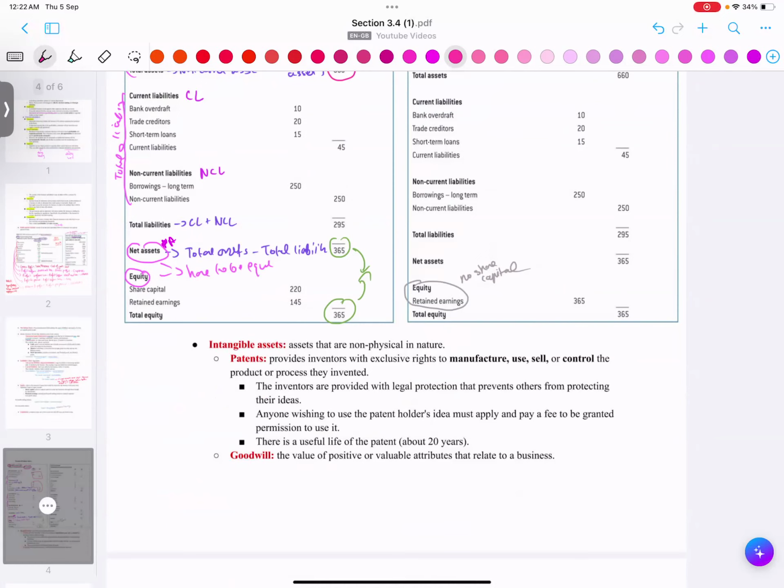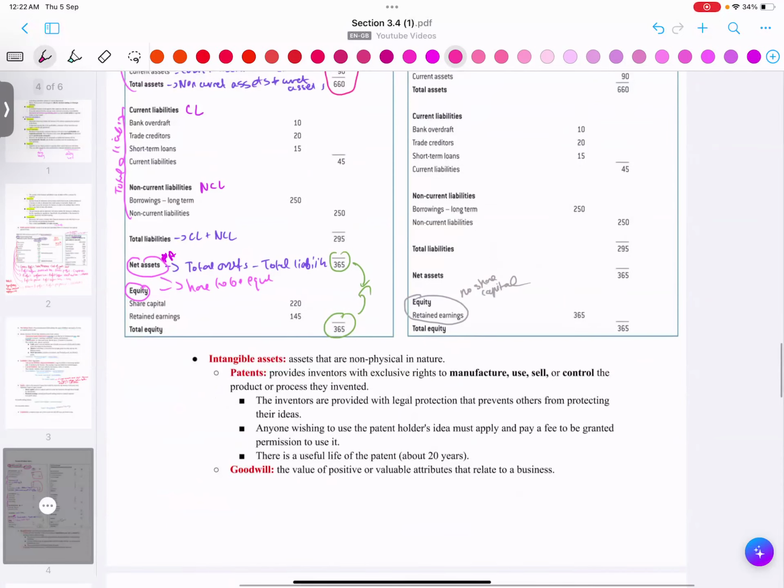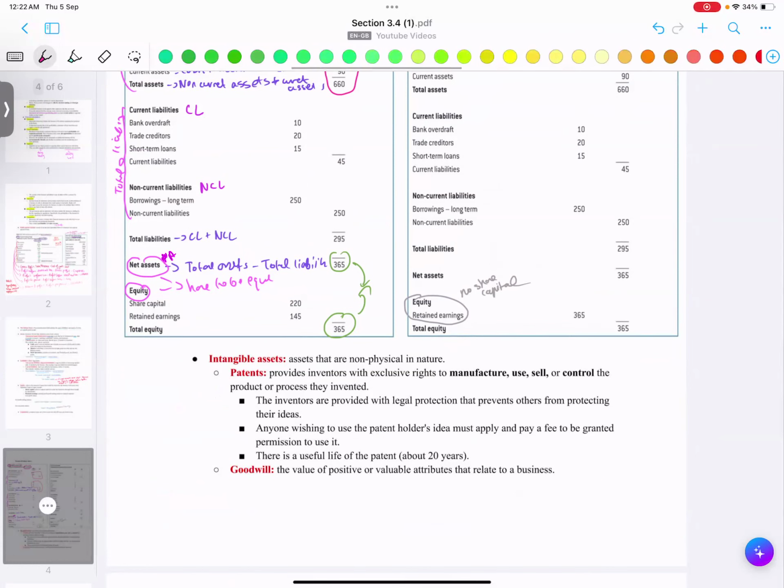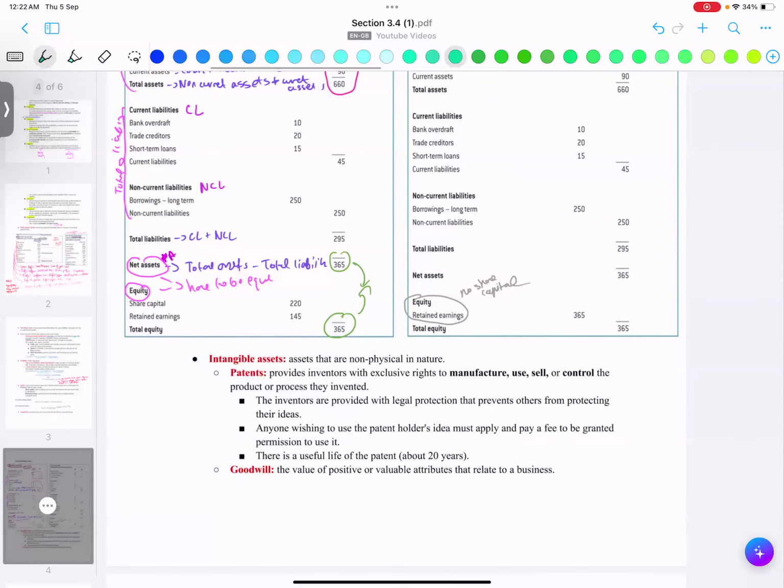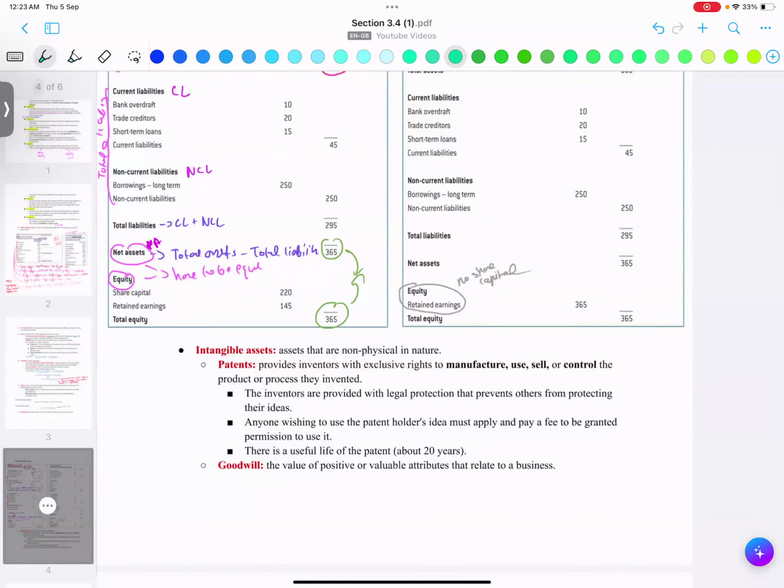We have the assets. So what are intangible assets? Let's go over these now. Basically, intangible assets are assets that are non-physical in nature. The first type is patents. You have to know how to define these, by the way. Patents provide inventors with exclusive rights to manufacture, use, sell, and control. So these are very important to say.